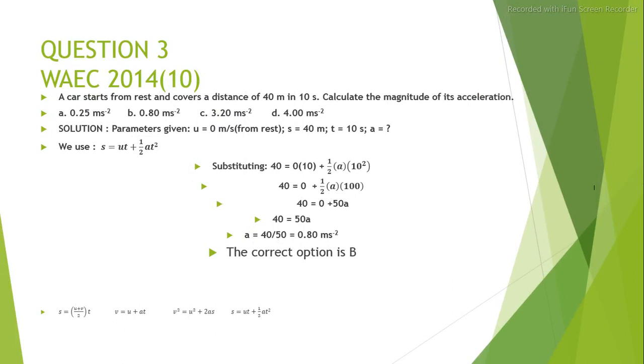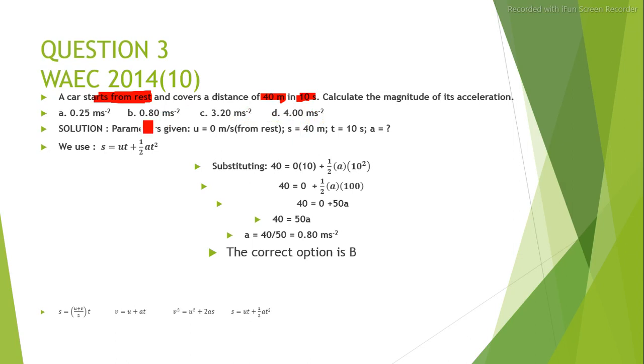So this is WAEC 2014 question number 10. The question says a car accelerates from rest. Take note of the word rest again. What does it mean? The initial velocity is 0. Very good. Covers a distance of 40 meters in 10 seconds. Calculate the magnitude of its acceleration. So the options are 0.25 meter per second squared, 0.80 meter per second squared, 3.20 meter per second squared, 4.00 meter per second squared.